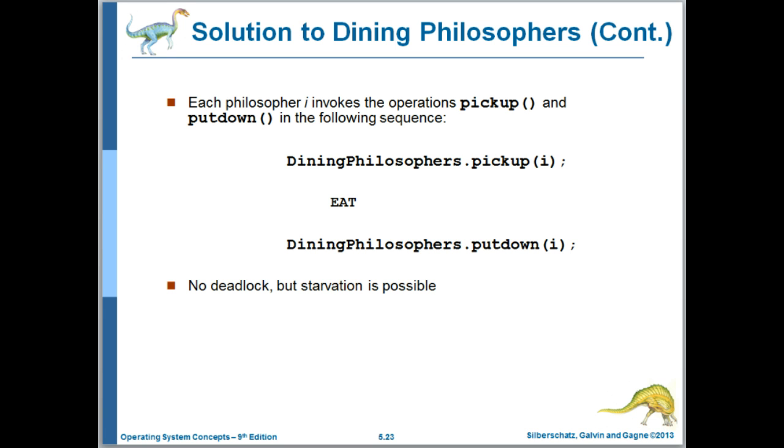So here's how each philosopher behaves. It executes the pickup method, eats, and then executes put down. As noted, no deadlock is possible here because, as in one of the earlier solutions, this implements checking to see if both chopsticks are available before picking one up. But starvation is possible. It would be possible for two of the philosophers, with a third philosopher in between them, to conspire in such a way that the philosopher in between them starves to death.